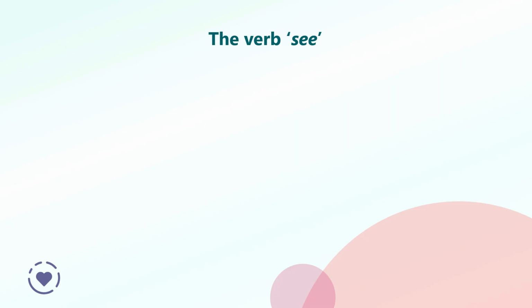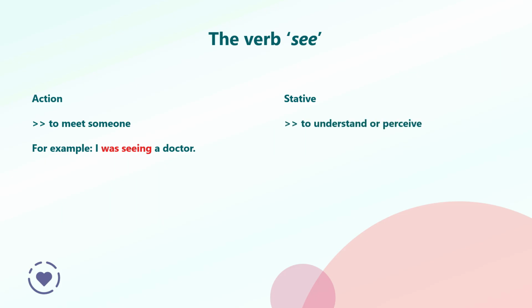The verb see is similar to the verbs we've just discussed. It can be an action verb in some cases and stative in others. When it's an action verb, it means to meet someone. For example, I was seeing a doctor. However, when it's stative, it means to understand or perceive. For example, I see the problem. This sentence means I understand the problem.